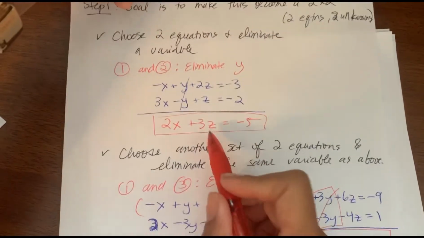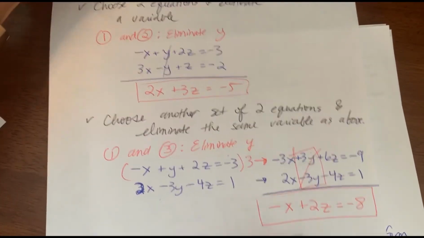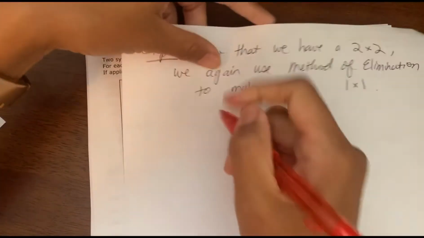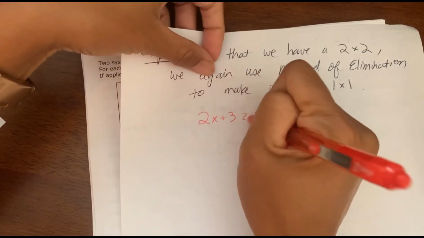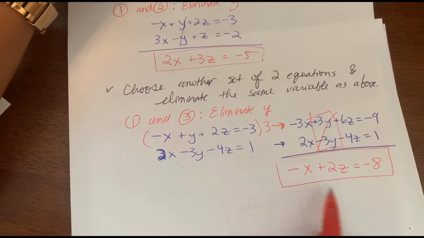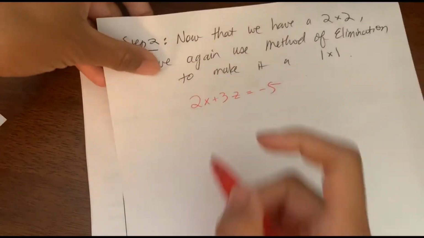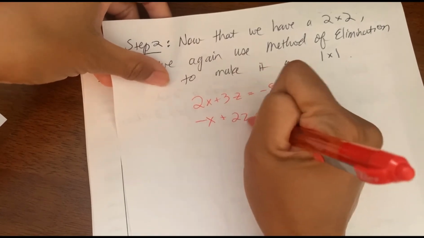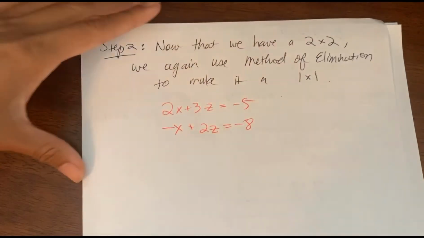So here, I'm going to rewrite these two equations that I put in red boxes. 2x plus 3z is equal to negative 5. Negative x plus 2z is equal to negative 8. And I just want to double check because I tend to make mistakes. All right, so this is my 2 by 2.